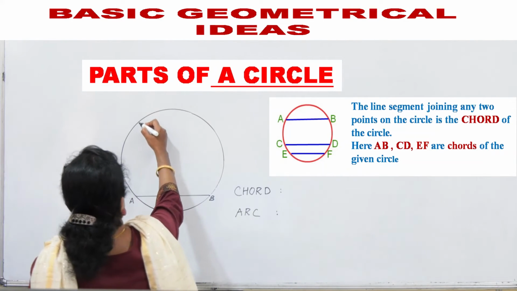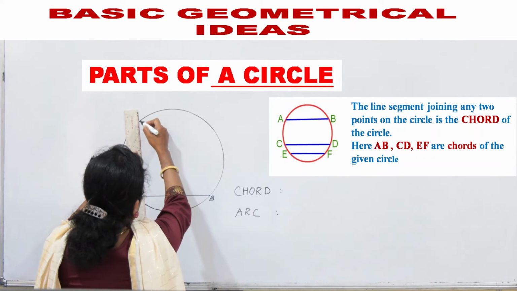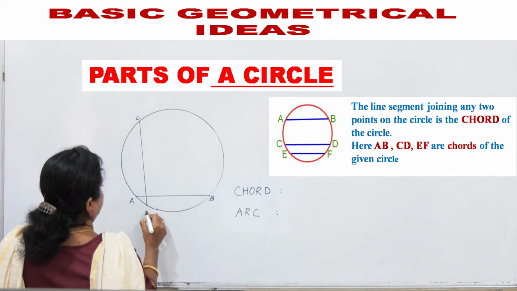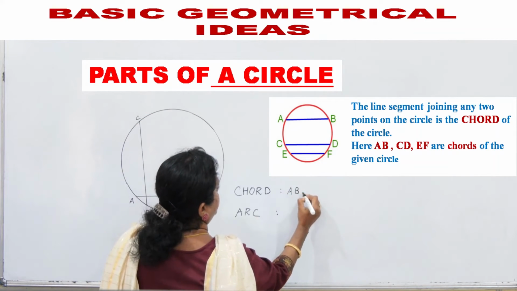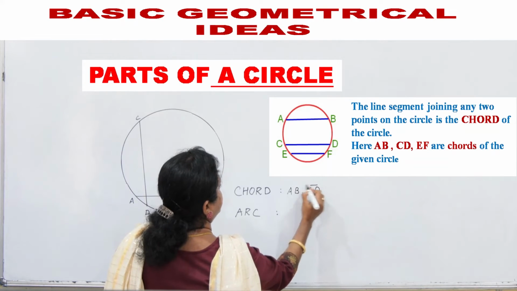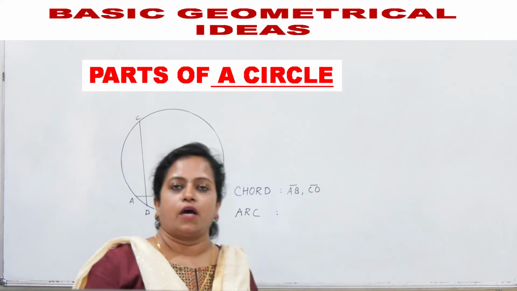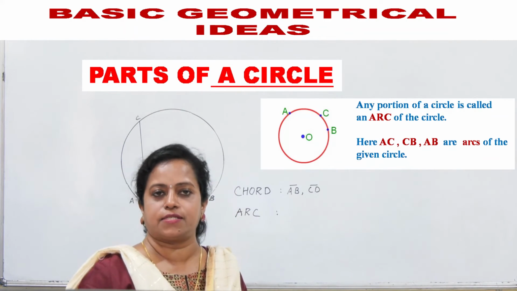You can take any point anywhere and join them. You will get another chord. And if this point is C and D, so here I have made two chords AB and CD, and these are line segments. Clear about a chord? Now the next term you must understand is the arc of the given circle.